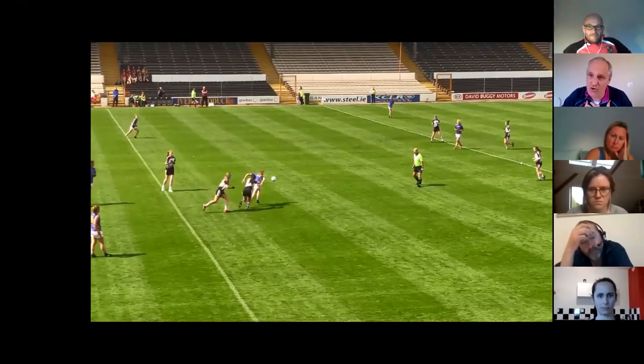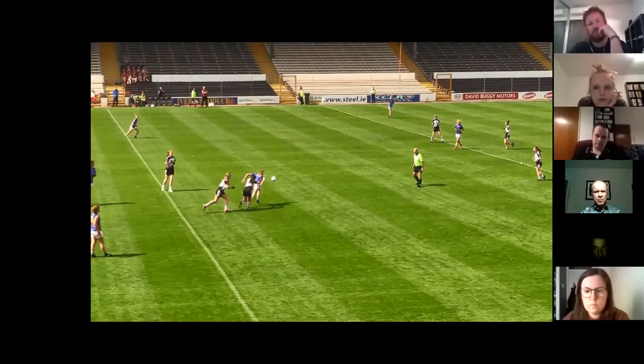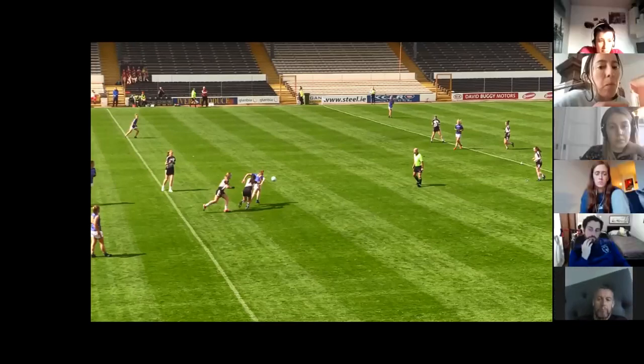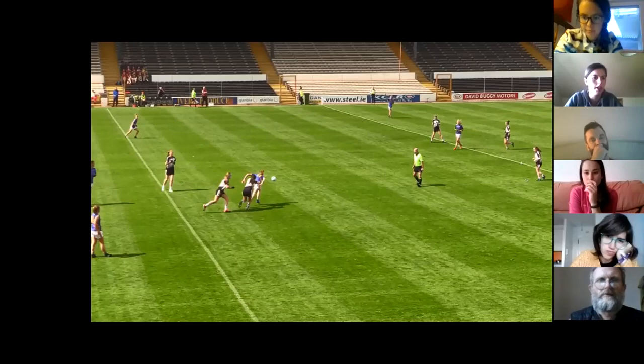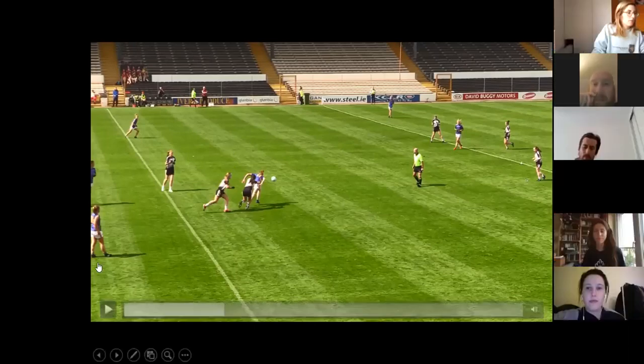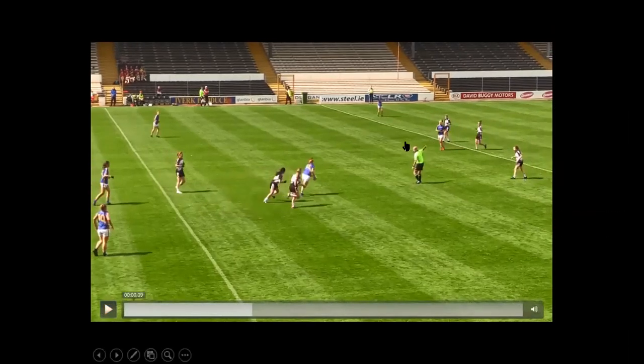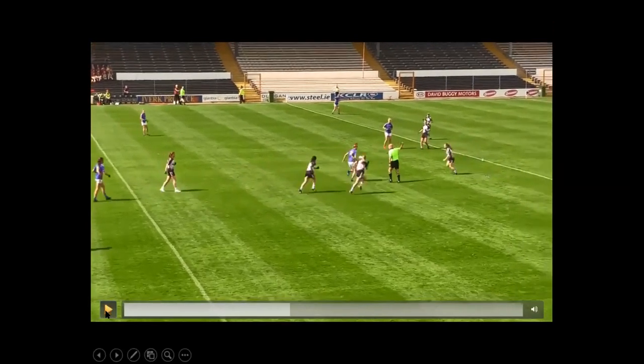If I was her coach, I would say, listen, there was no need to dive in. There was no need to tackle her. Just run beside her and keep going towards the stand. Don't dive in. So she dived in. That's a foul. So the referee, as you see, indicated a foul. That's the first one. Now, let's look at the second one.